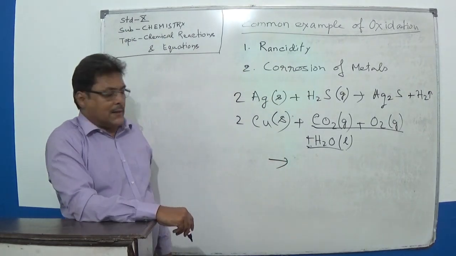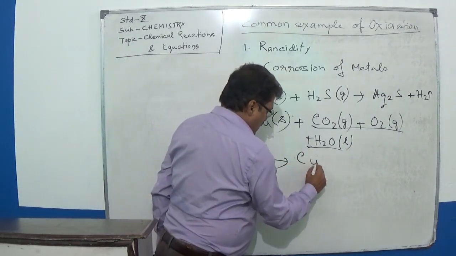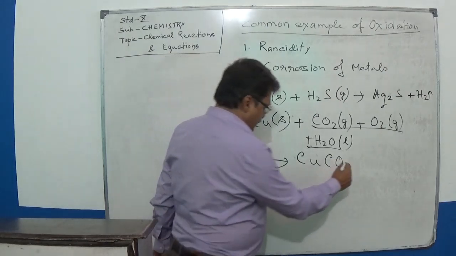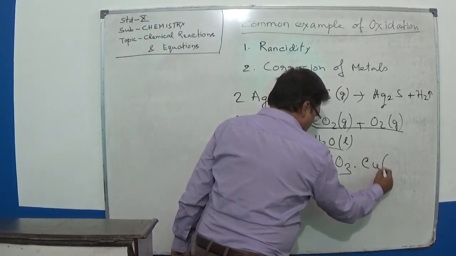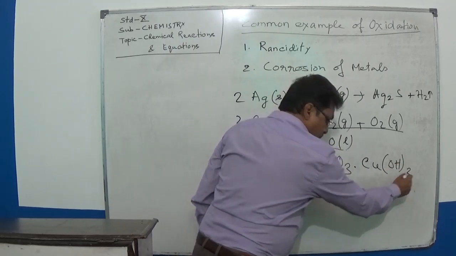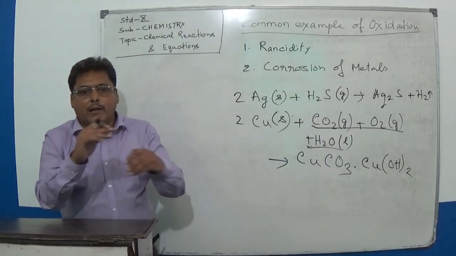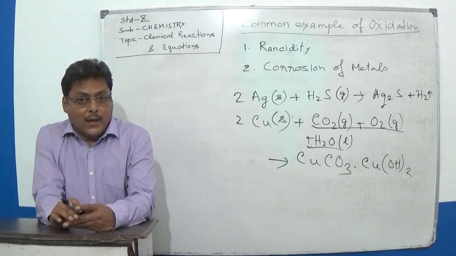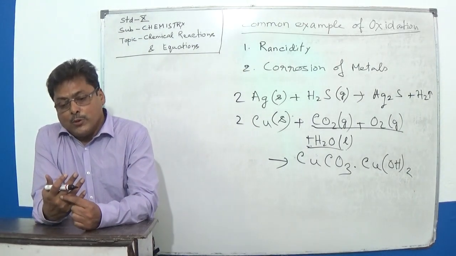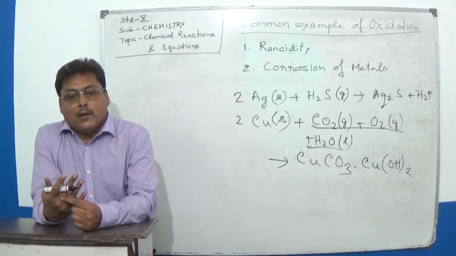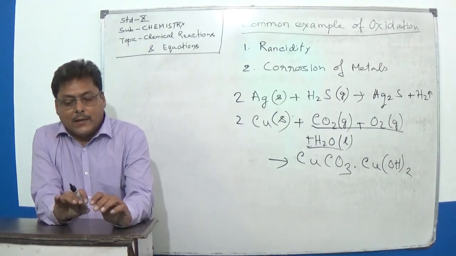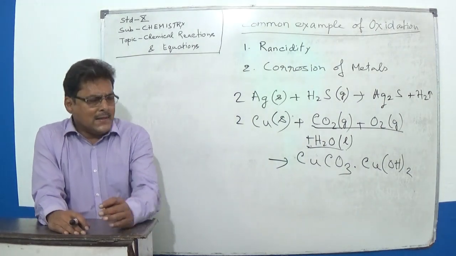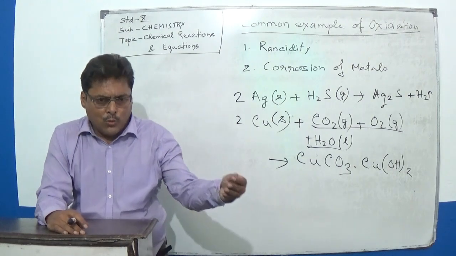and it produces what we call basic copper carbonate. After using one copper ring for long, you will see that it gets corroded into a different kind of material. These are some examples, and I will give you one or two more slides.